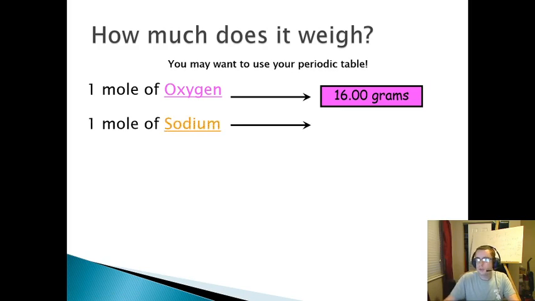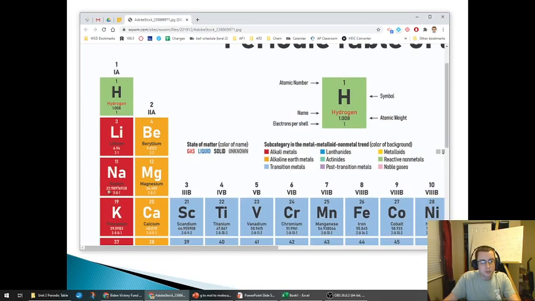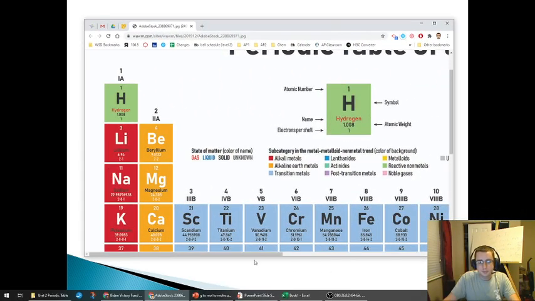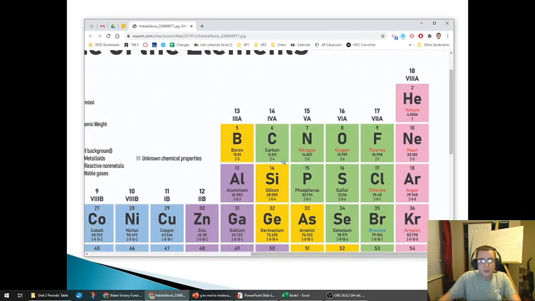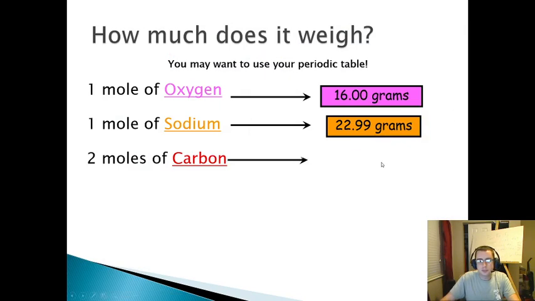If I have 1 mole of sodium, again, if we check the periodic table and find sodium, it's 22.99. So if I have 1 mole of it, it's going to be 22.99 grams. If I have 2 moles of carbon, going back to the periodic table, 1 mole of carbon is 12.01 grams per mole, or the mass of 1 mole would be 12.01 grams. But if I have 2 moles of it, it's going to be 12.01 times 2, so 24.02.